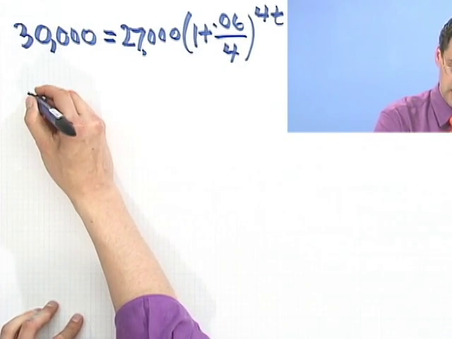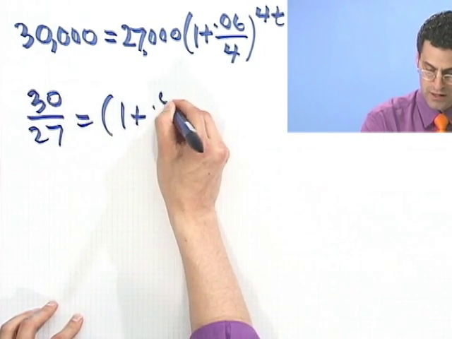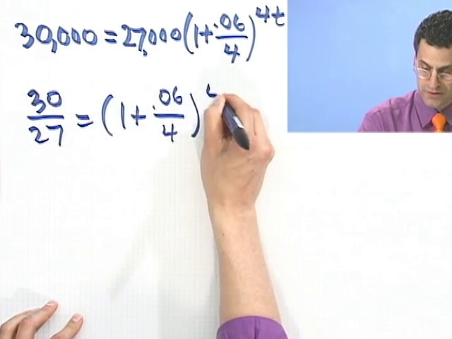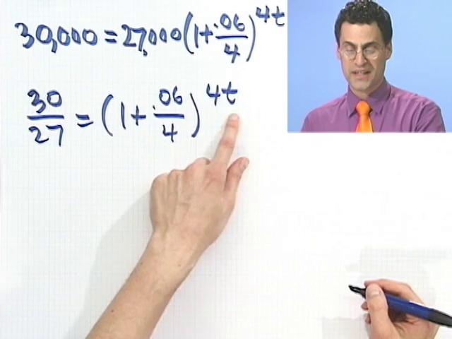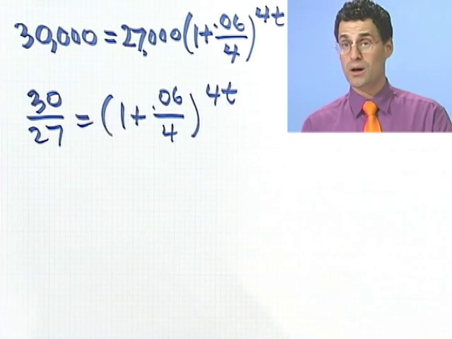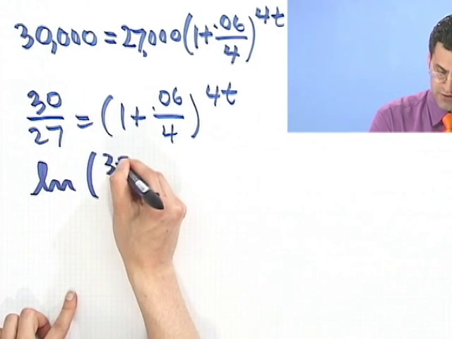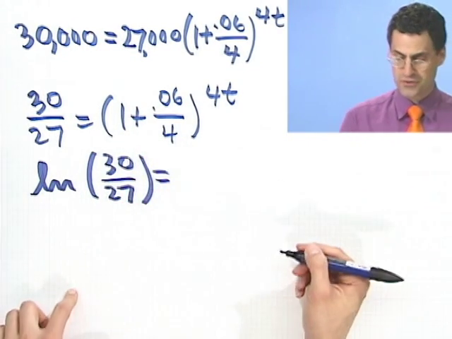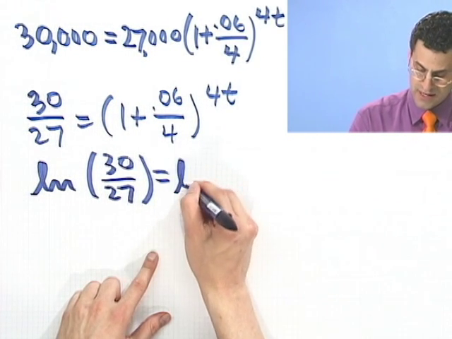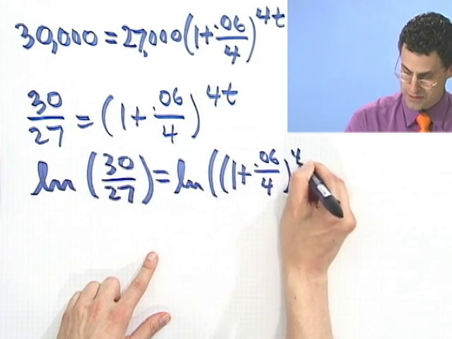So I just see a very clean 30 over 27 equals 1 plus 0.06 divided by 4, all to the 4t power. Now to get that 4t from an exponent and make it into a coefficient, I'll take logs of both sides. You can take any log you want: log base 10, log base e, log base 15, log base 69. I don't care. I'll take just the natural log. So natural log on the left, I see natural log of 30 over 27. Natural log on the right, I see natural log of 1 plus 0.06 divided by 4, to the 4t.